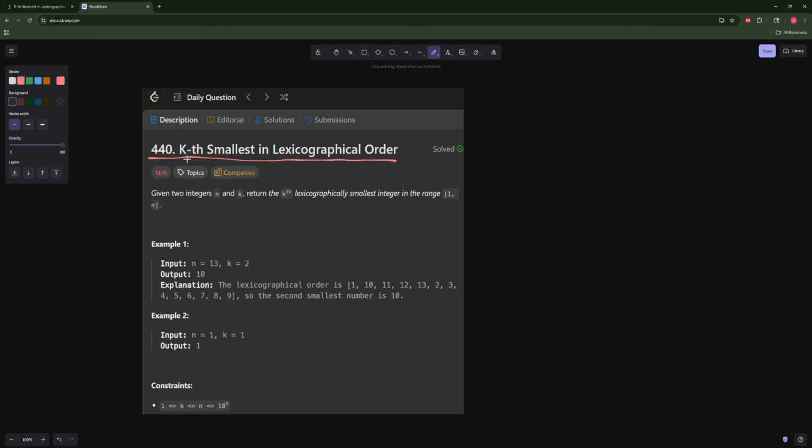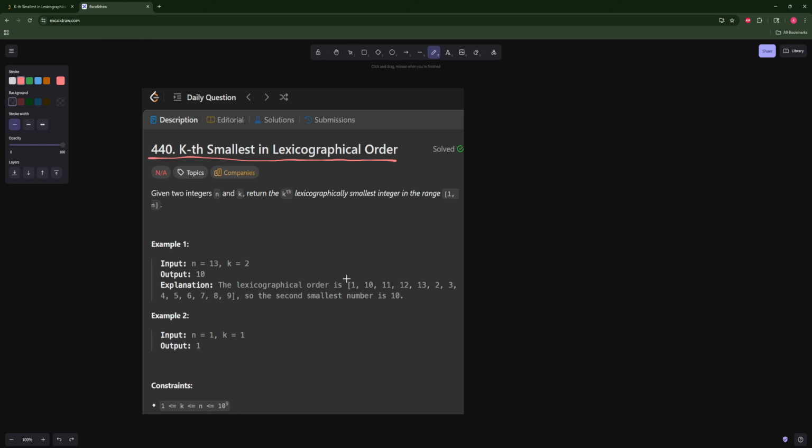In this video, we're going to be working on kth smallest in lexicographical order. It's very similar to yesterday's problem, except they're asking for something else, so I'd recommend doing yesterday's before doing this one. Here you're given two integers n and k, and you want to find the kth lexicographically smallest integer in the range 1 to n. So here, 10 is the second smallest.